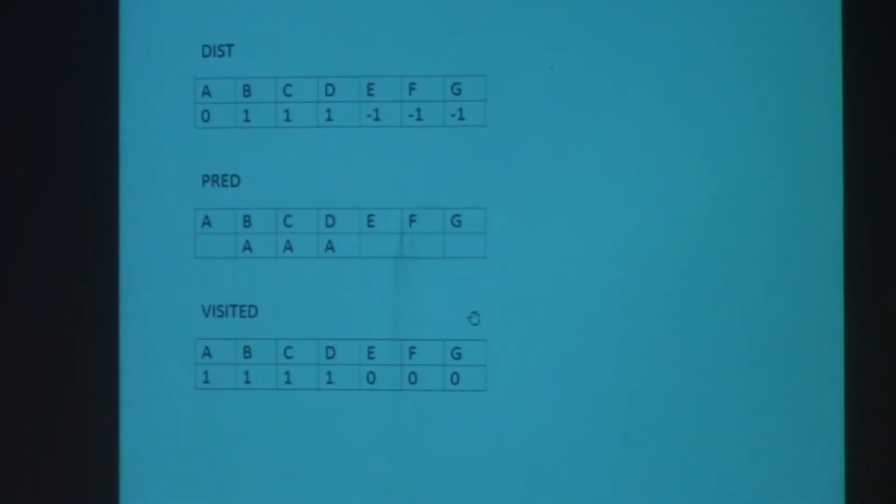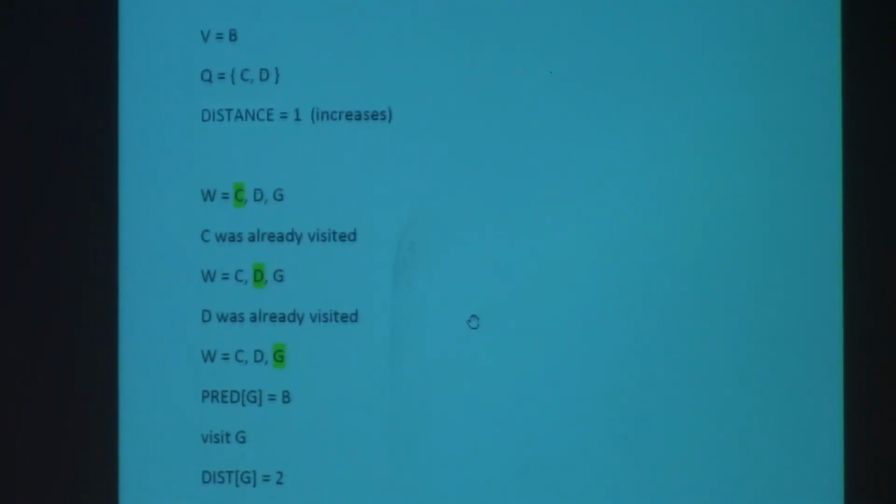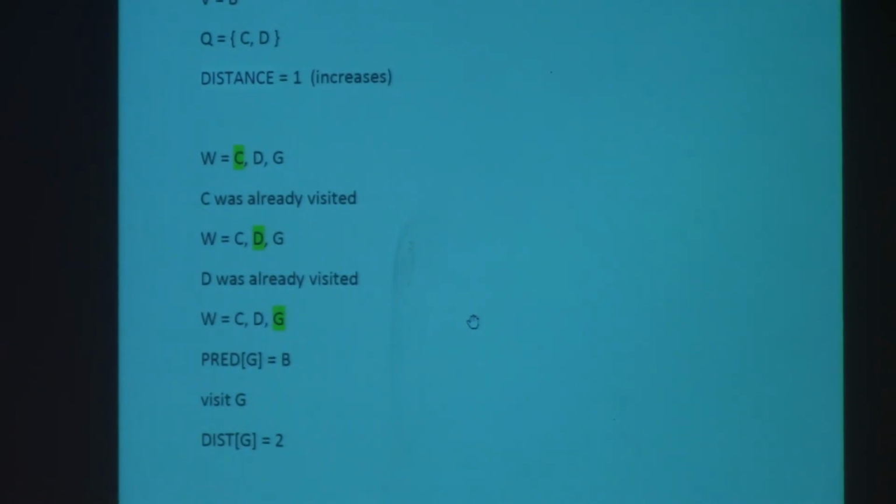So I'm going to take out of the Q the first thing that's in there, and that's a B. So B comes into the next active vertex. Q includes now only C and D, which is fine. The distance equal to 1 increases, because the distance of B is 1 from A, and distance is equal to 0, so therefore it's greater than, so we increase the distance scalar to 1. And now we look at the adjacents to B, which include C, D, and G.